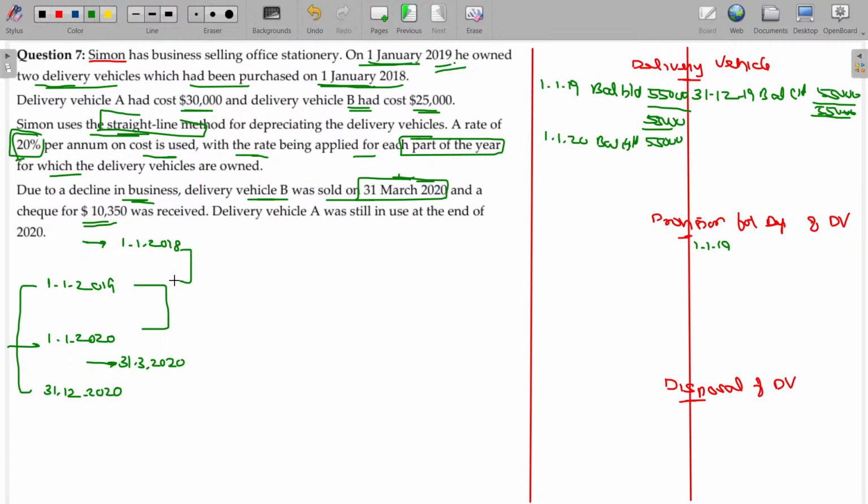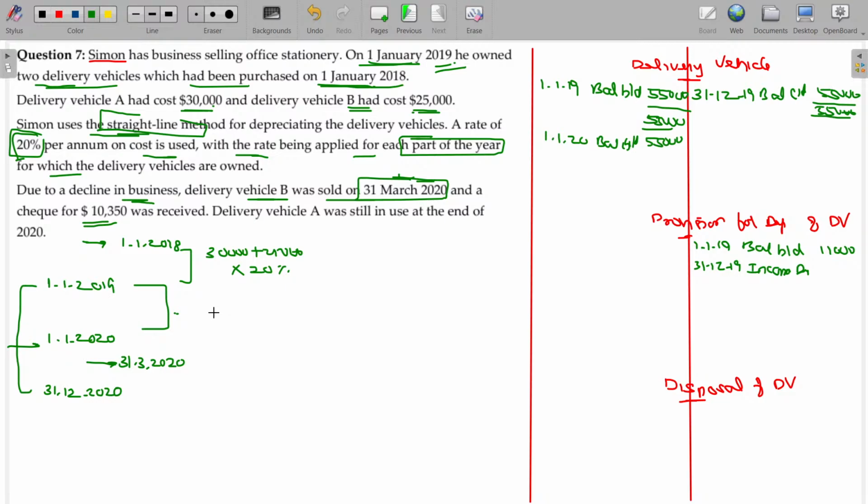From this date to this date, the depreciation might have been calculated for both the assets, 30 plus 25, 55,000 rupees on the total value for this period. They might have calculated depreciation at the rate of 20%, 11,000. That remains opening here. Balance brought down. And no disposal happens for the year end 31st December 2019. You have to provide the depreciation transferable to the income statement.